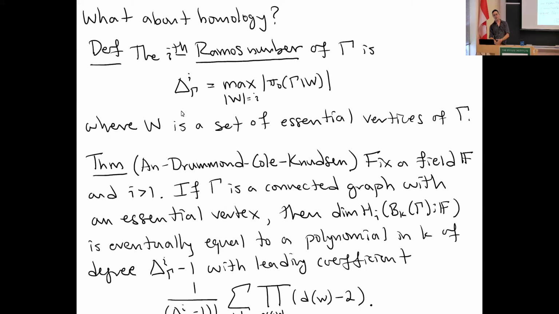And then what I do is I sum over all of the W. Remember, W is a set of i many essential vertices. I sum over all the possible W's that maximize the number of connected components, so all of the W's that achieve the Ramos number when I remove them. And then I take a product over each vertex in W of the degree of the vertex minus 2. That's a typo. That should say d of v, excuse me. So whatever, it's a number.